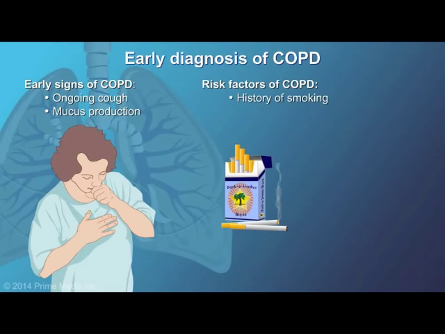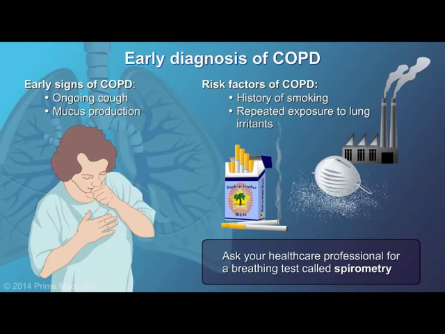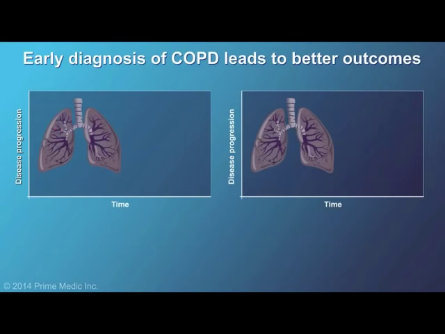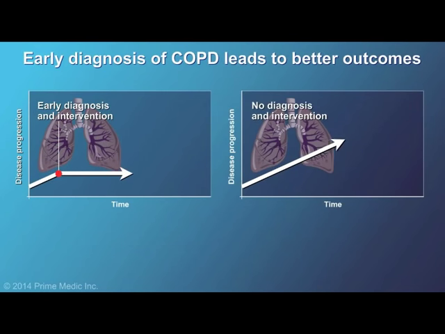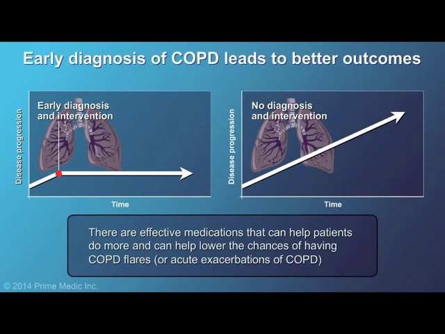Individuals who have a history of smoking or repeated exposure to lung irritants should ask their healthcare professional for a breathing test called spirometry to determine if the symptoms they are experiencing are due to COPD. The earlier COPD is diagnosed, the better for patient outcomes. Once COPD is identified, there are effective medications that can help patients do more and can help lower the chances of having COPD flares or acute exacerbations of COPD.